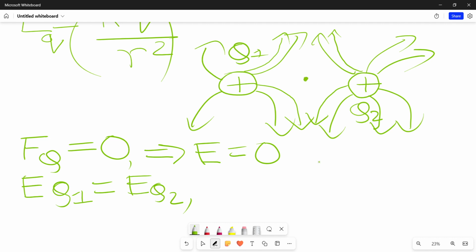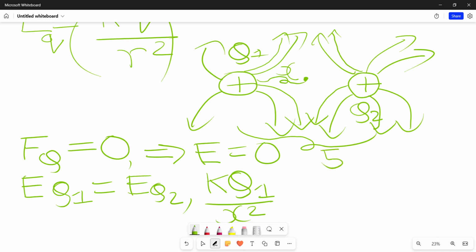So let's say we take a point here at a distance of x from Q1. So I can just do kQ1 over x squared. And let's say the total separation distance is 5 meters, right? Then in that case, I can create an equation saying that kQ1 over x squared, the field due to Q1 at this point, let's say R, has to equal the field due to Q2.